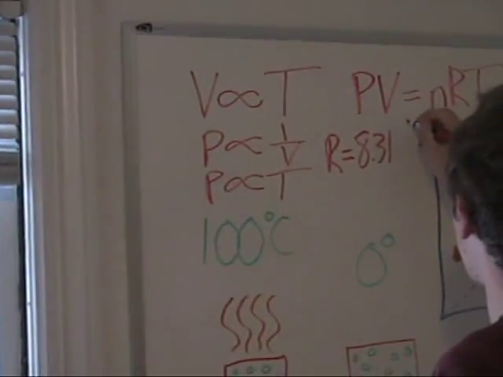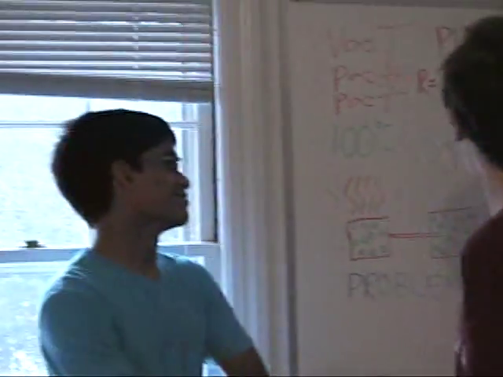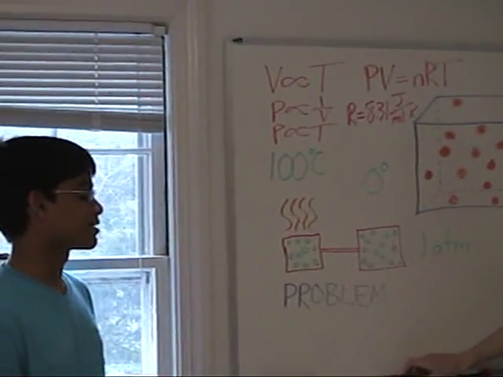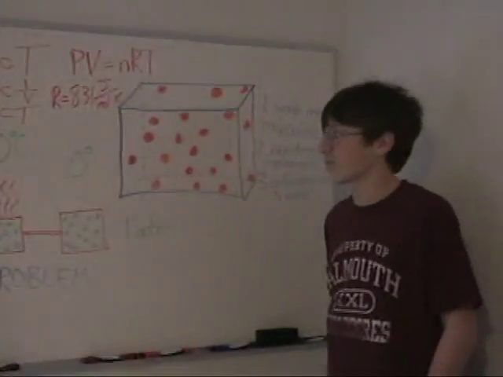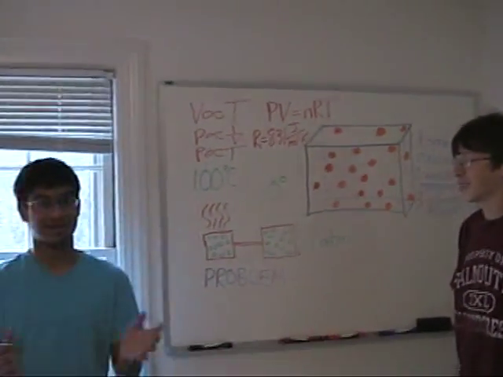In this case, R equals 8.31 joules per mole Kelvin. You use this constant only if the pressure is in pascals and the volume is in cubic meters. Okay, everyone got that?